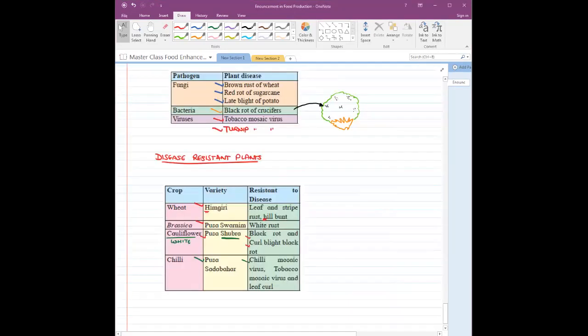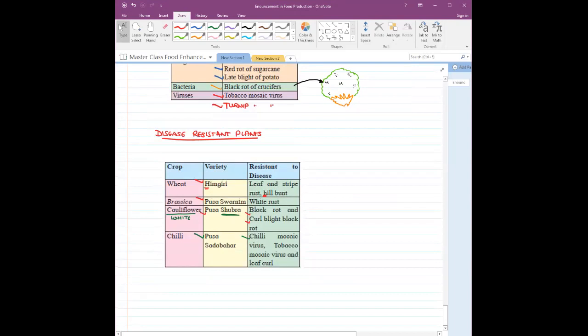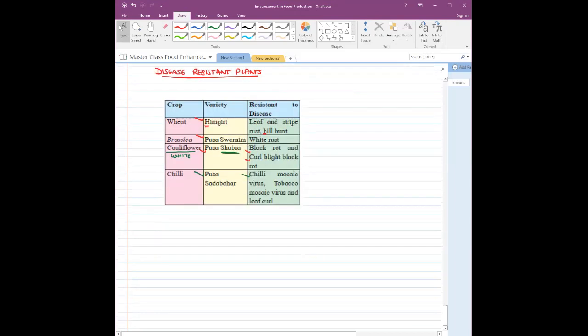Okay, so now after this, guys, we are going to move into mutation breeding. So let's try to understand what is this mutation breeding. Generally when we talk about mutation, mutation is a sudden genetic change that is going to occur inside the plant or an organism, and that is going to be transmitted from one generation to another generation. That is nothing but your mutation.